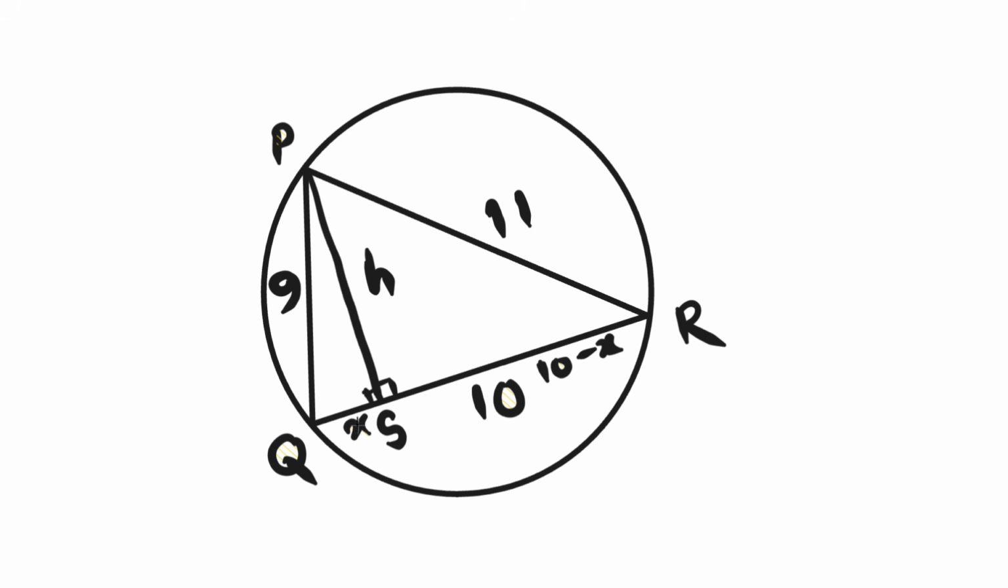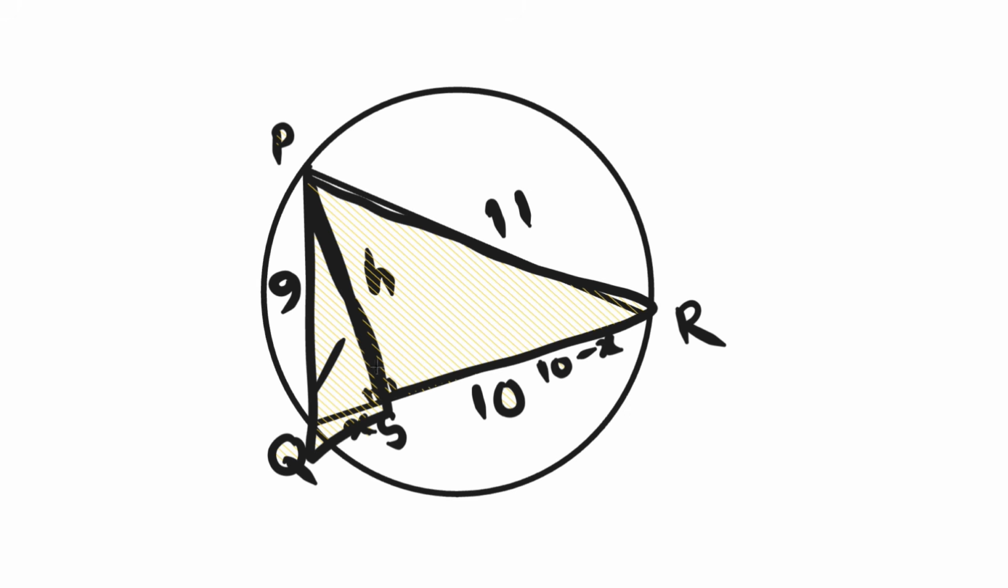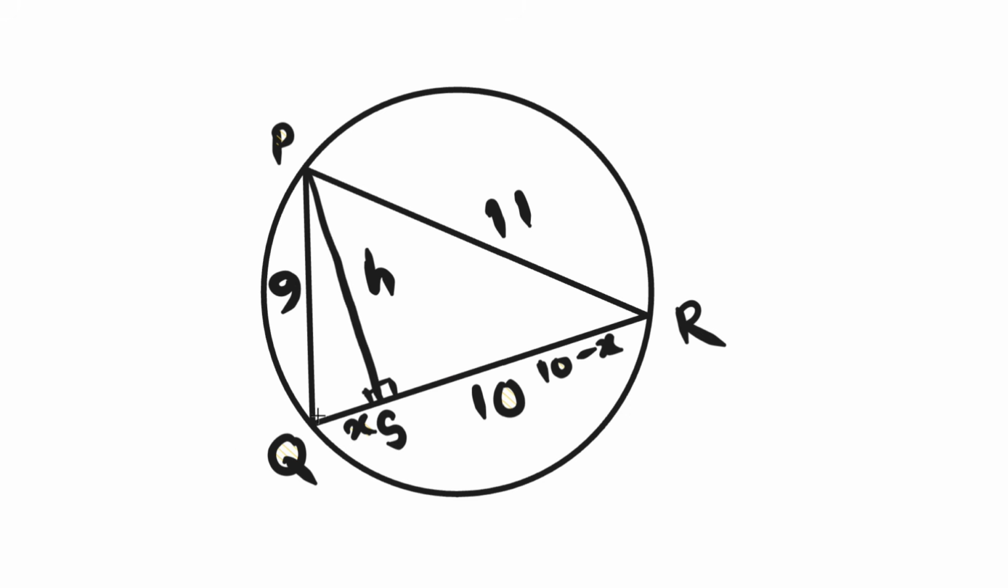So, we now have two right triangles inside our original triangle: triangle PQS on the left and triangle PRS on the right. Let's start with triangle PQS. Because PS is perpendicular to QR, angle PSQ is a right angle. Therefore, PQ is the hypotenuse of this right triangle. We know PQ is 9 units, QS is x, and PS is h.